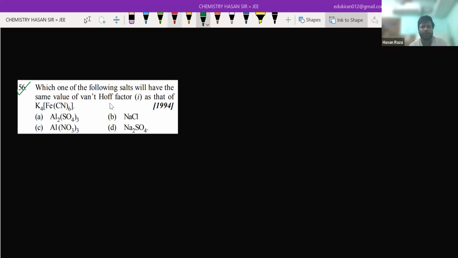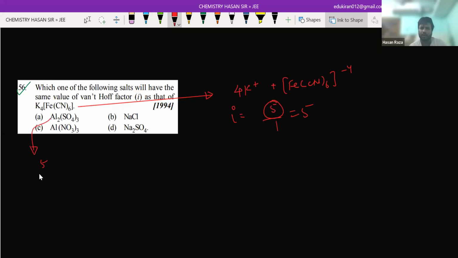Very good. So first you need to calculate the value of i for this, and you know how to calculate. If you dissociate it, you will get 4K plus and Fe(CN)6 raised to the power minus 4. Total number of ions is 5. So i will be 5 upon 1, that is equal to 5. If you look at this, it has i equal to 5. So the answer is A.